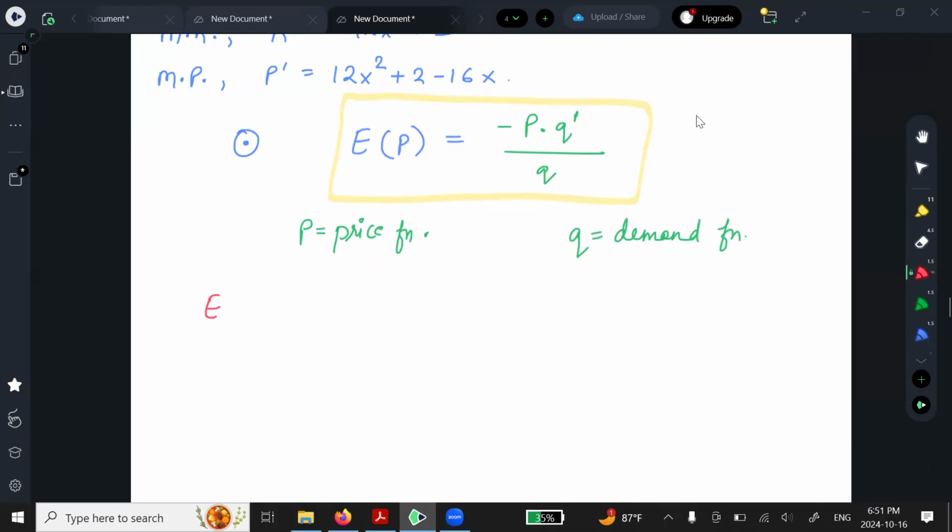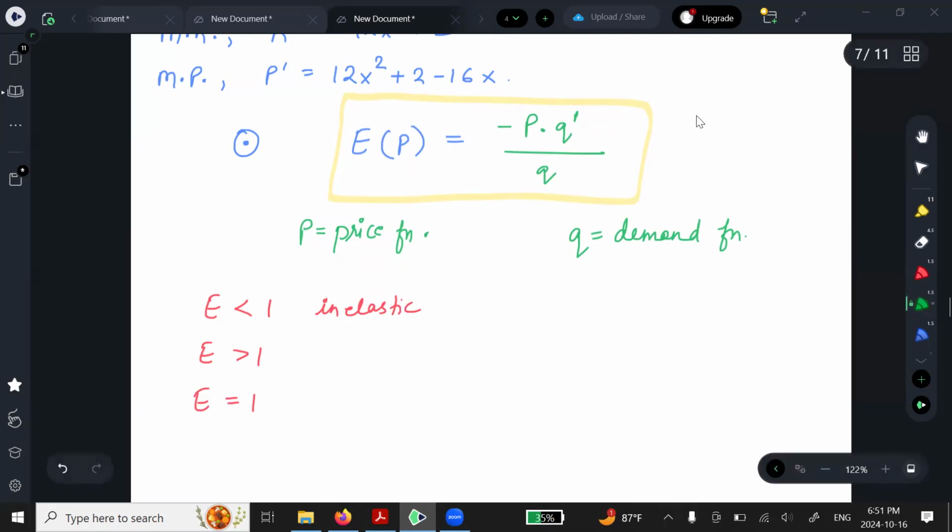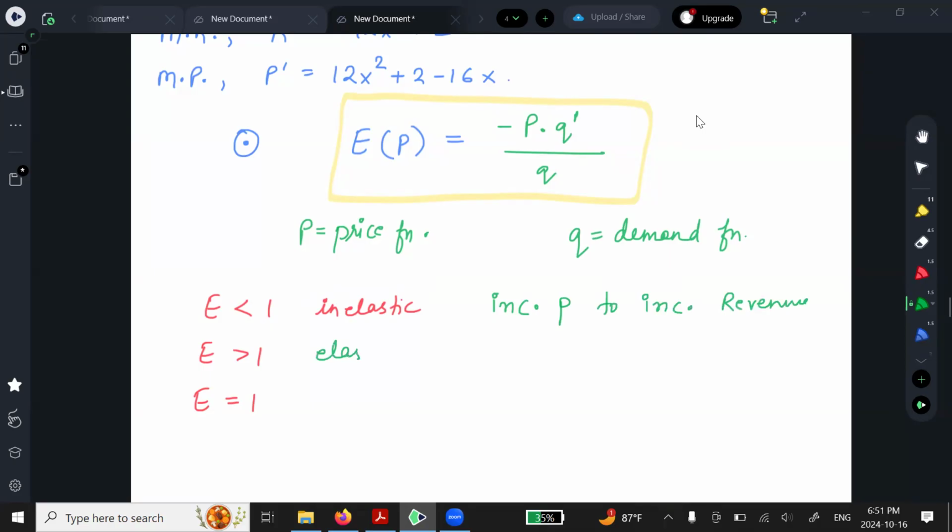What if the elasticity is less than 1? What does that mean? Raise the price to increase the revenue. So remember this: increase price to increase revenue, right? That's how you should memorize this. If it's more than 1, it's elastic. Then you have too high a price, right?